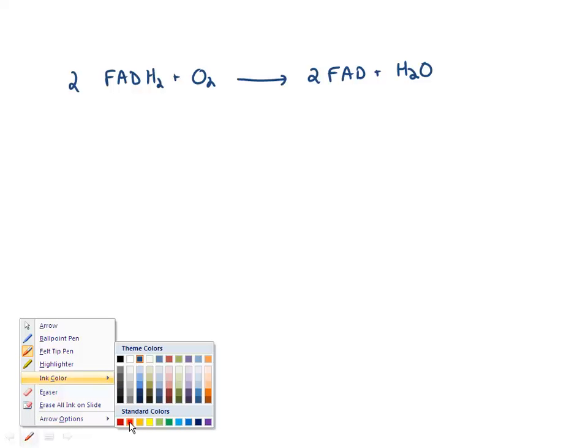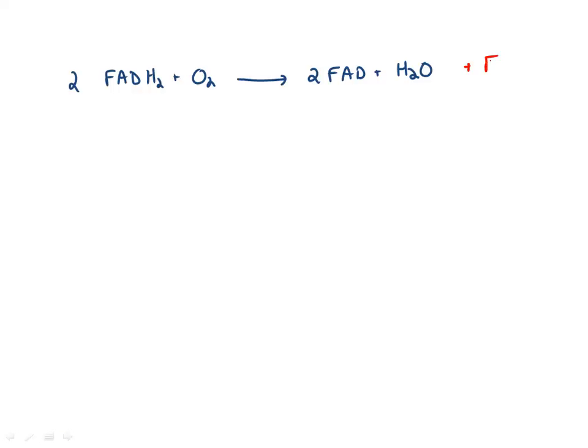So if we write our reaction, 2 FADH2 plus oxygen gives 2 FAD plus H2O. Where should we add energy in that reaction? Yeah, we agreed that it should be plus energy. Now here's the question. You've got a 50-50 chance on the test to get that right. Why did you choose that side?